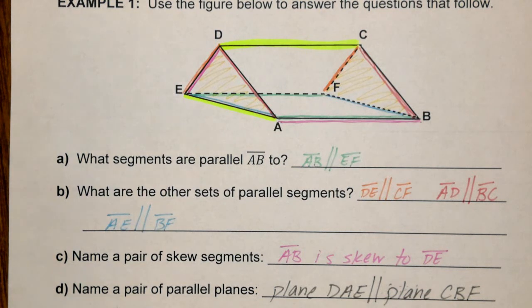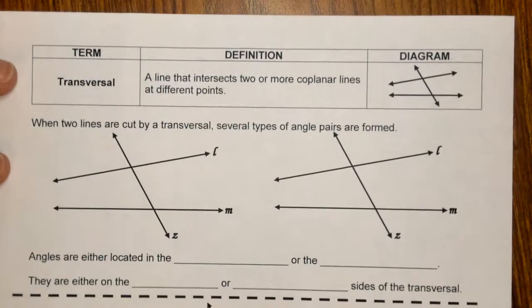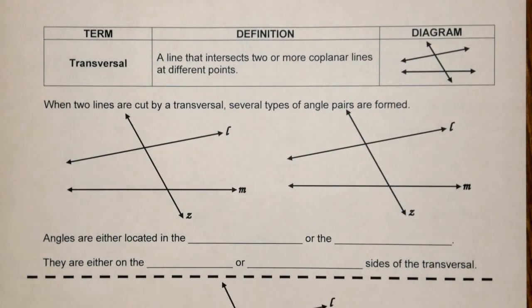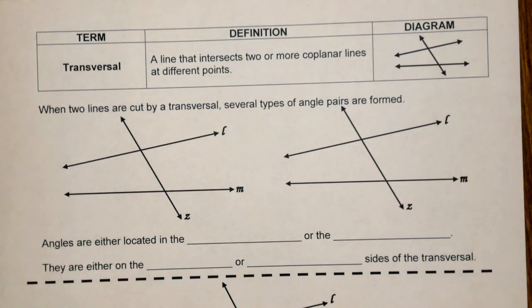Next, I'll go ahead and change my page. Let's start looking at this word transversal. It's in the title, so let's talk about what a transversal is. A transversal is going to be a line that intersects two or more coplanar lines. So we're looking at two-dimensional coplanar. So it's going to intersect at different points.